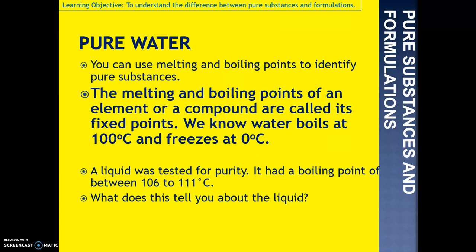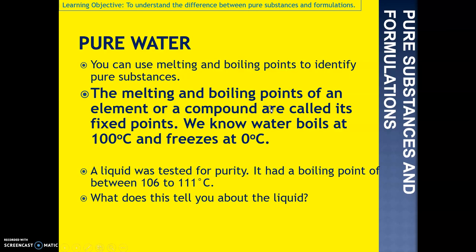So, pure water, you can use melting and boiling to identify the pure substances. The melting and boiling points of an element or compound are what's called its fixed points. We know water boils at 100 degrees Celsius and freezes at 0 degrees Celsius, so these are its fixed points. A liquid was tested for purity. It had a boiling point of between 106 to 111 degrees Celsius. What does this tell you about the liquid? Well, compared to water, it has a few more impurities in it, and these impurities can affect its fixed points of boiling and freezing points.